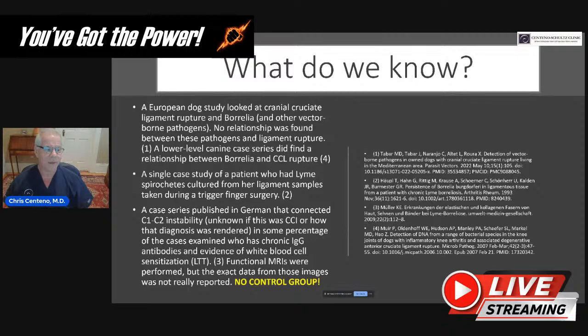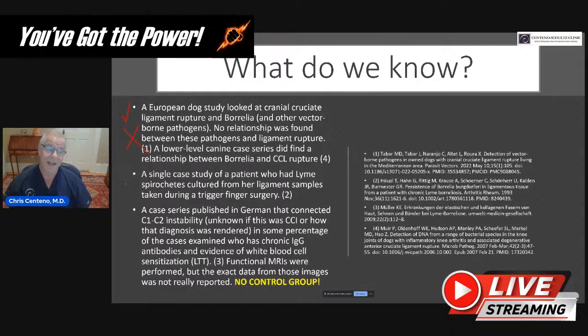So we have two European dog studies. One goes in the direction of saying there is no relationship between Borrelia and a ligament rupture. The other one says there could be a connection. The one that says there isn't a connection is higher level than the one that says there is a connection. So right now I would say that that's a no on the dog research.